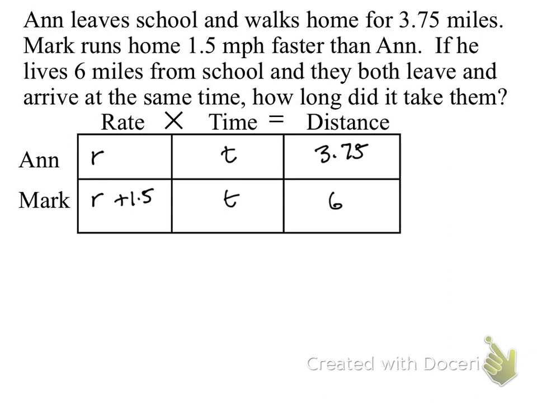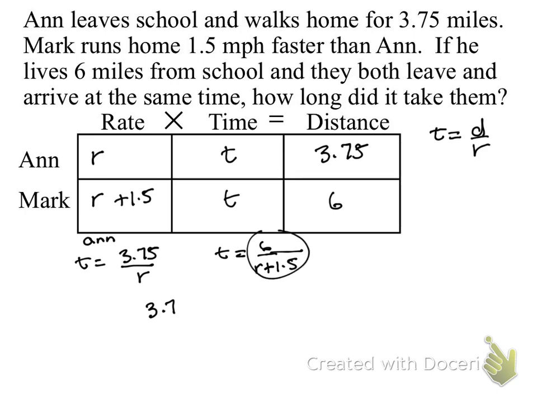So again, I can do time is equal to distance over rate, right? So I can build equation number 1. T equals what? 3.75. This is Anne. So we're going to do 3.75 over R. And the other one is T equals 6 over R plus 1.5. And so we're setting it up 3.75 over R equals 6 over R plus 1.5, because we're going to do substitution. I can do my cross products.